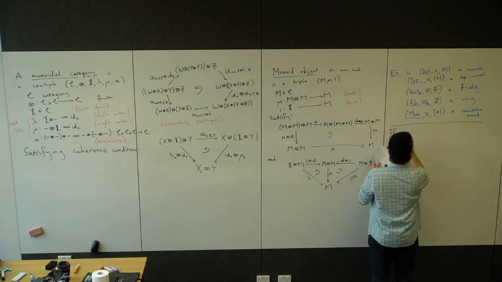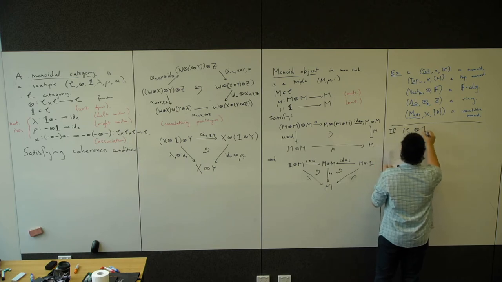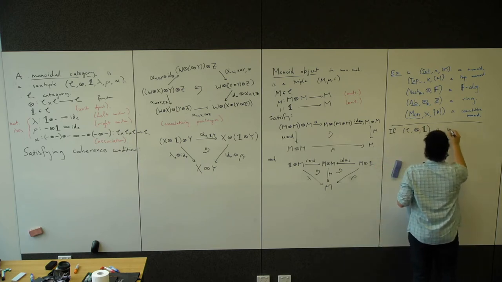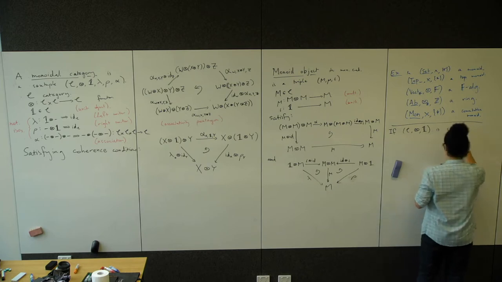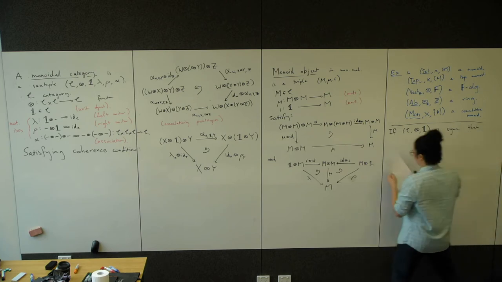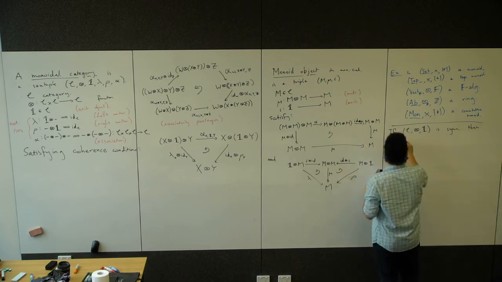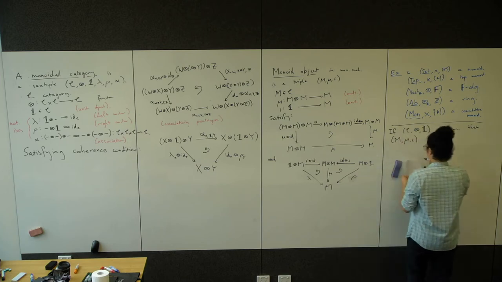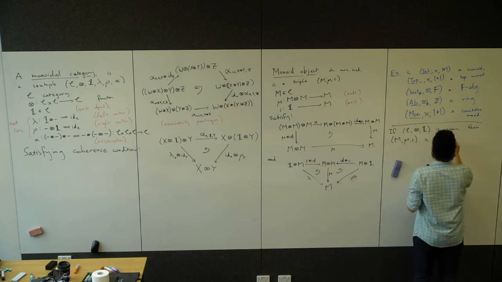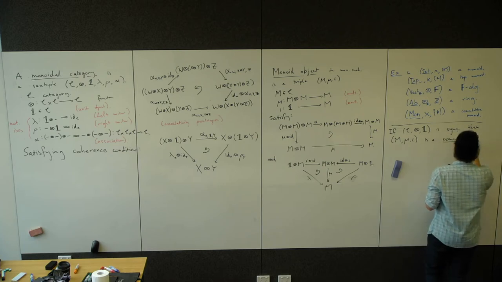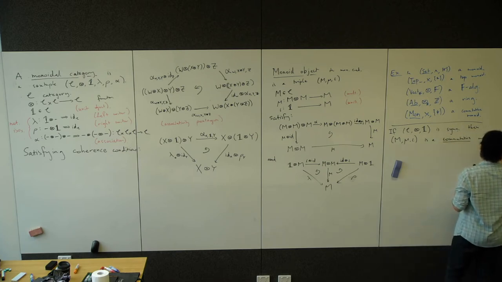If this monoidal category is symmetric, then a monoid object, so this triple, is a commutative monoid object.